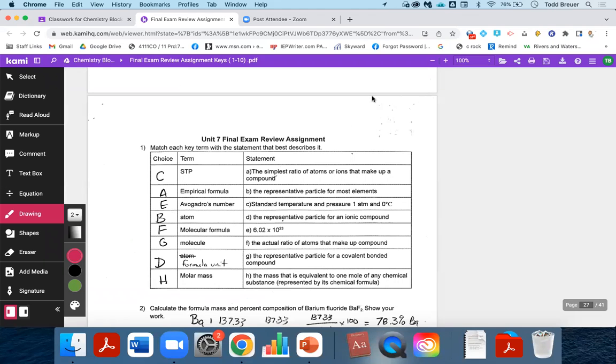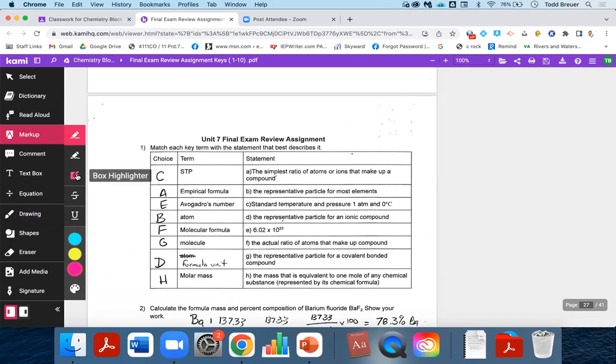Okay, welcome folks. So we're looking at Unit 7, final exam review. A couple of comments just about the key terms up on top of the assignment here. One thing to keep in mind that will relate to some of the skills, this thing called an empirical formula. That's what we call the simplest ratio of atoms or ions that make up a compound. That's a little different than something called its molecular formula. And its molecular formula relates to what the actual ratio would be.